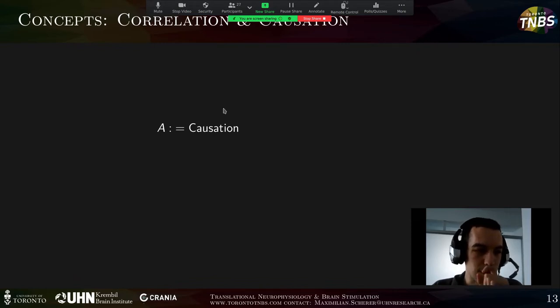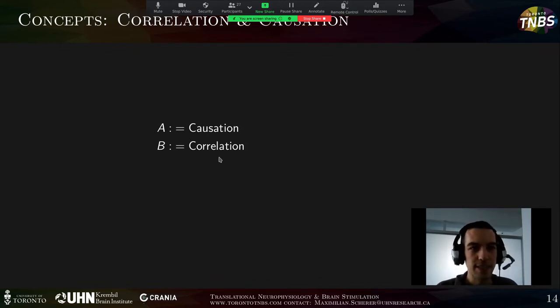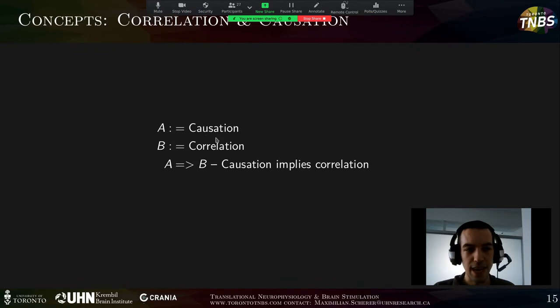To be a bit more precise, let's say A is our causal relationship here, and causal basically means that something is directly affecting something else. And B is our correlation, and correlation in that sense doesn't necessarily refer to a linear correlation like with the Pearson correlation coefficient. It's much broader. It can be an exponential correlation. It just means that there's some mutual information in two states. Hence, if one state directly affects the other, of course there's some mutual information in those states. Hence you get A implies B.